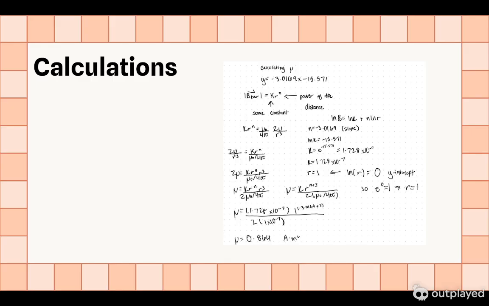Calculations. To calculate for mu, we start off with the given equation from the graph, and using the equation for the magnetic field of a bar, we set that equal to the magnetic field of a dipole on the parallel axis, and then from there we solve for mu, which we find to be 0.864. And then we also plug in r equal to 1 because we're trying to find that y-intercept, so ln of r is equal to 0, and of course e to the 0 is 1, and that's why we set r equal to 1.